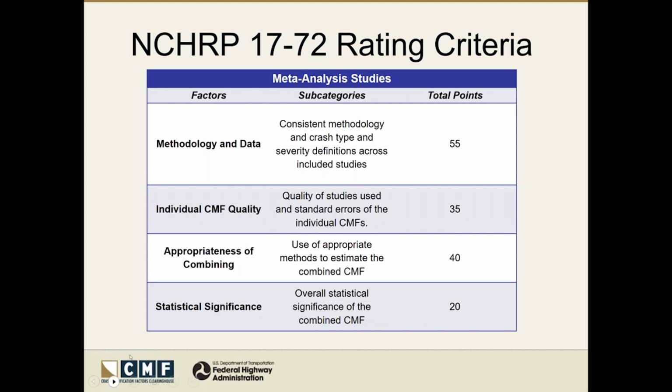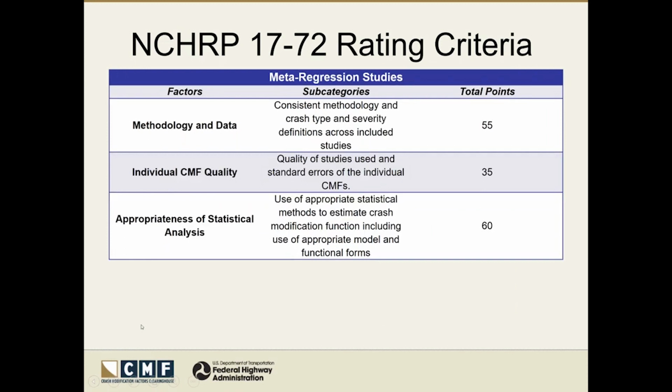We'll look at the next study group, which is meta-regression. And for this, again, for the methodology and data, the consistent methodology, crash type, and severity definitions across the studies that were included account for 55 points. The quality of the CMF, based on the studies that were used and the standard errors for the individual CMFs, and pulling them together, accounts for 35 total points. And then the appropriateness of the statistical analysis conducted to estimate the crash modification function, including the appropriate model and functional forms, accounts for 60 total points.